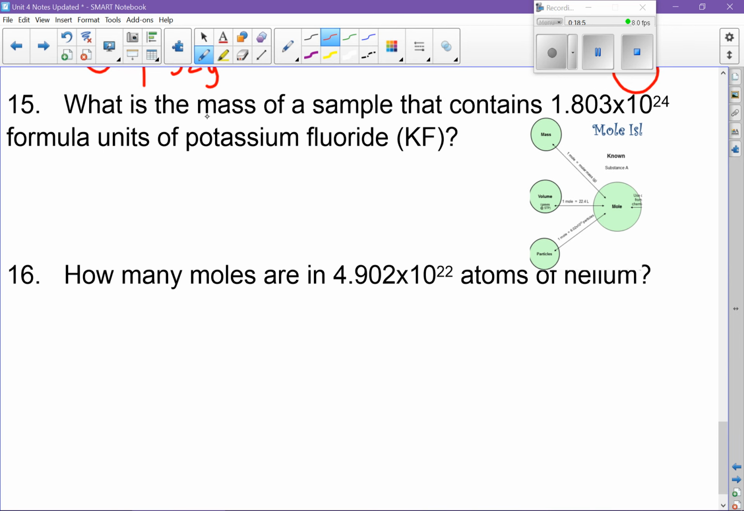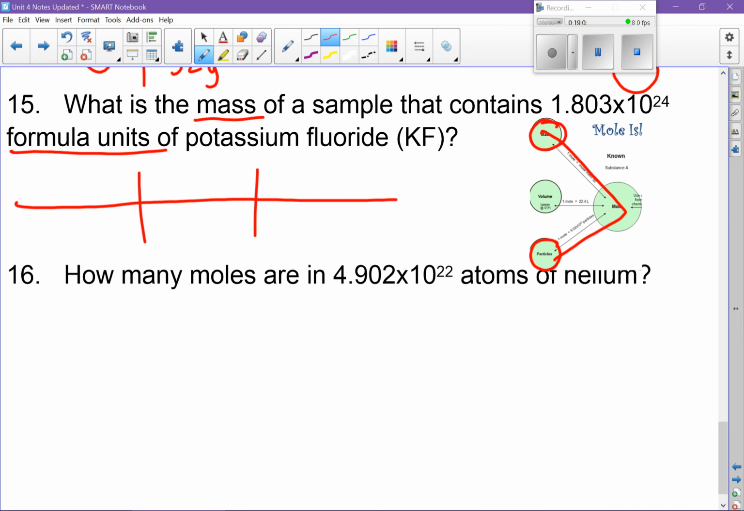Okay, in this question I see something about mass and I see something about formula units. Mass is here. Formula units is a kind of particle right there. So that takes 1, 2 steps. So I start with the 8.03 times 10 to the 24 formula units, FU. Move that down. From formula units, this particle, the only place I can go is up here to Mole Island, so that's what goes next in my fence. And then I move it down, and from there, the next place I want to go is up here to mass, so the unit there is grams.